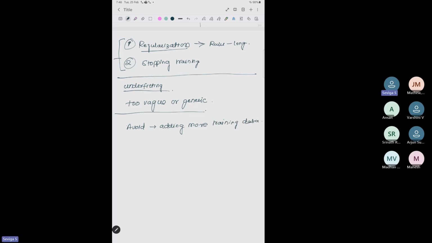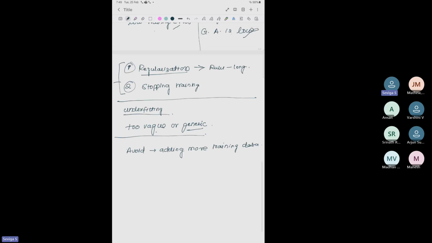By adding more training data, we are allowing the system to learn better rules for understanding from that piece of data. Because it is learning generic rules, or the rules are very vague. It does not have enough information to learn more rules. So what we have to do when we are underfitting is supply more examples to the system so it can learn the rules better. In that way we can overcome underfitting.